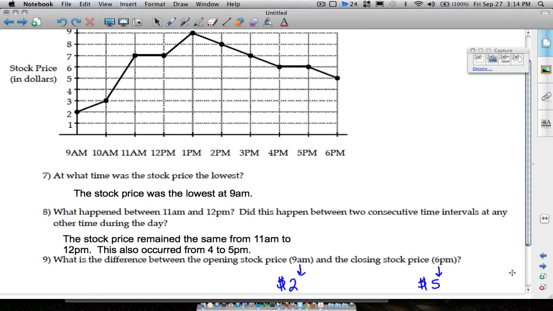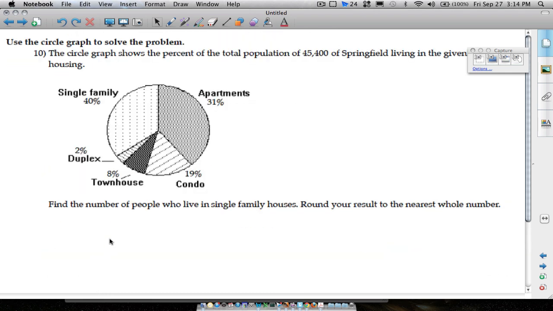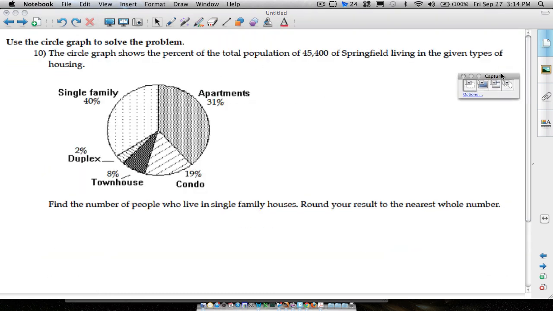All right, on to number 10. The circle graph shows the percent of the total population of 45,400 people, that looks kind of like a typo, of Springfield living in the given types of housing. So we have single families, duplexes, townhouses, condos, and apartments. Find the number of people who live in single family houses, round your answer to the nearest whole number.